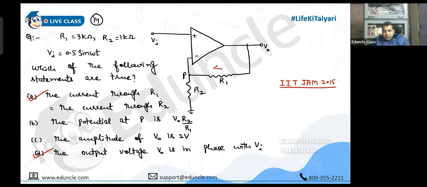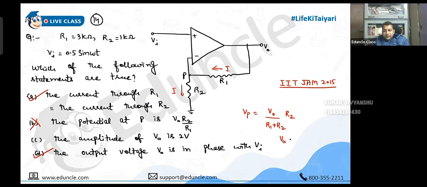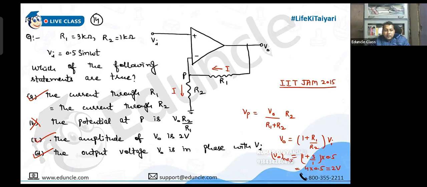If the current through both of them is the same, it means the potential at point P will be V naught by R1 plus R2 into R2, isn't it? Please check. So this one is wrong. And the amplitude of V naught is 2 volt. Let us see. V naught is 1 plus R1 by R2 times VI, and this is 3 by 1. The amplitude of VI is 0.5. So V naught max is 4 into 0.5. Yes, we are getting 2 volt. So A, C, D are correct. Please check.